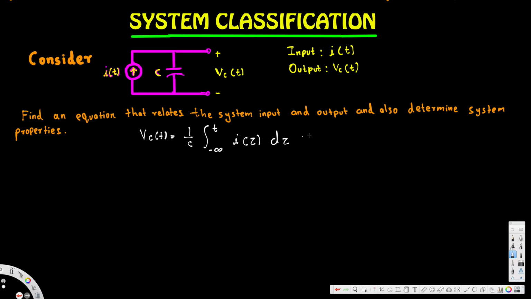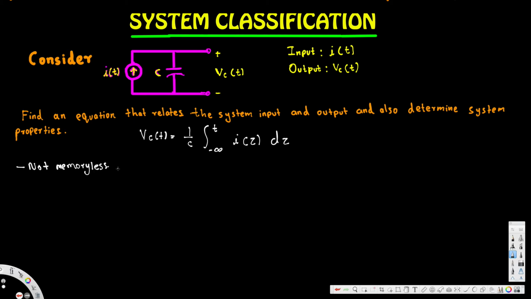Now let's look at the system properties. There are different system properties we can talk about. Let's talk about memoryless. For a system to be not memoryless, the output at time t depends on input at time t and all past input. If you look at the integration, it depends on input at time t and also all the past input because it's going from negative infinity to t. So this is a not memoryless system.